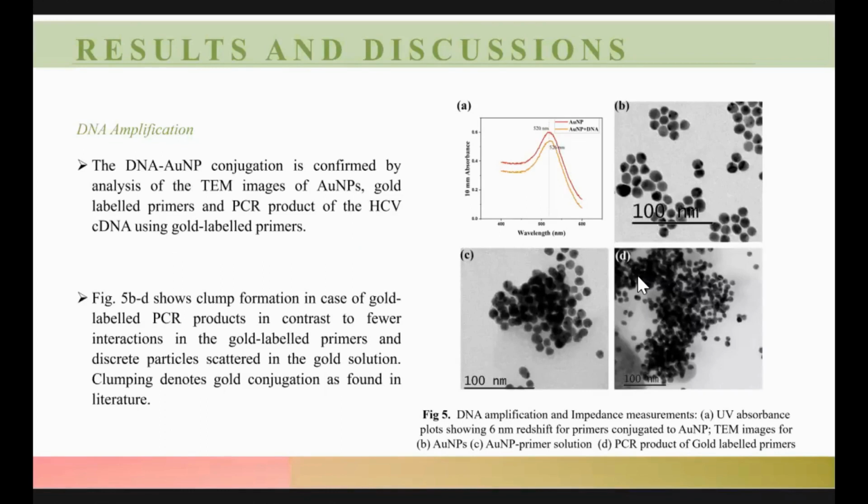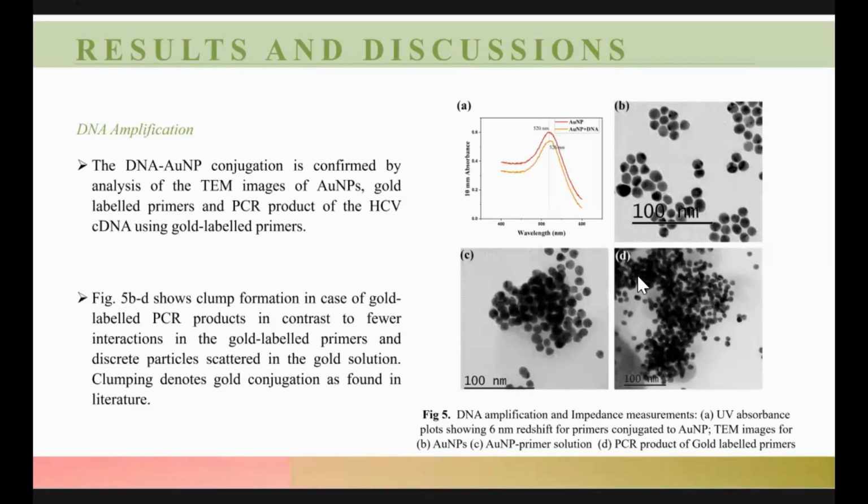So looking at the results, first we want to validate that the conjugation of the nanoparticle with the DNA has taken place. For that, you can see figures 5B to D. These are transmission electron microscopy images. Figure 5B shows the scattered gold nanoparticles in the solution. It's just a nanoparticle solution. Figure 5C shows the conjugation when nanoparticles are conjugated to DNA primers. We can see one or two discrete clumps in the solution under TEM.